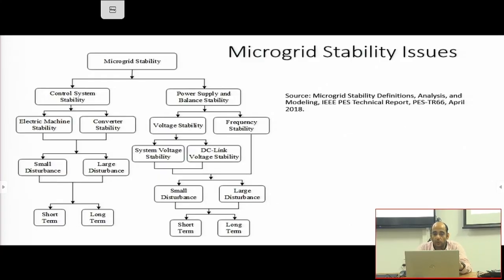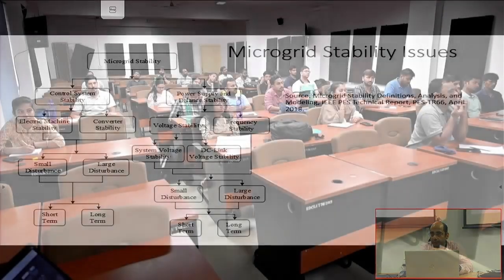Okay. So the power supply and balance stability relates to voltage stability and frequency stability. Why? Because if there is a large reactive power demand, your voltage stability may get affected. If the active power balance is not there, your frequency stability can get affected.